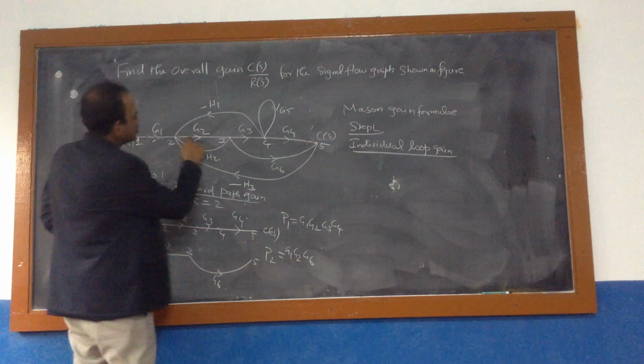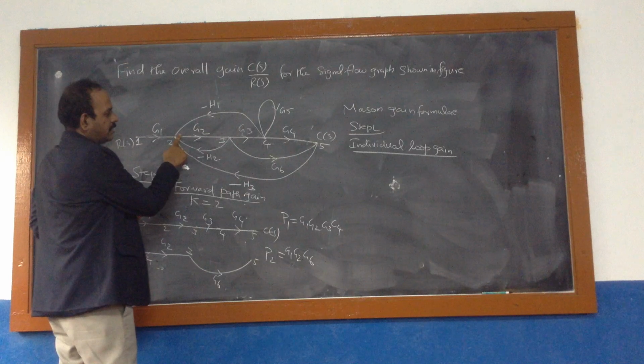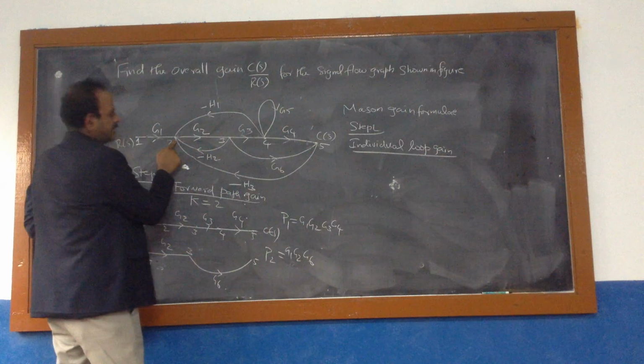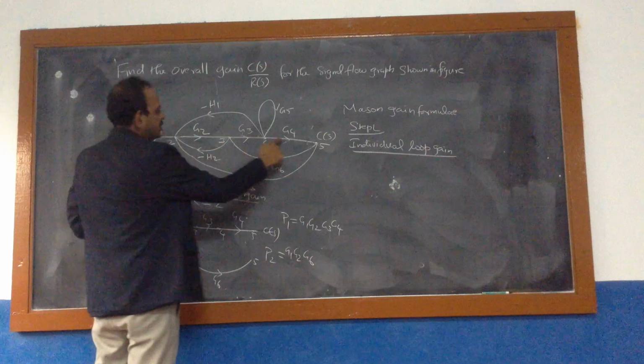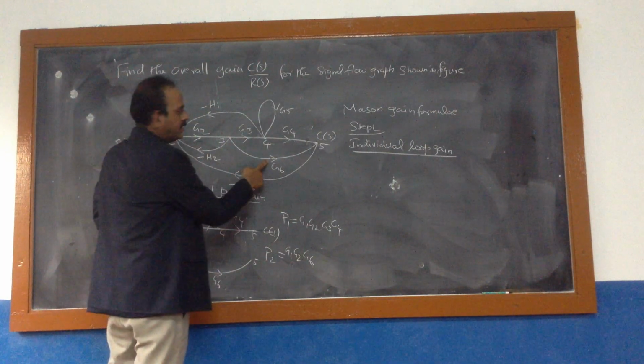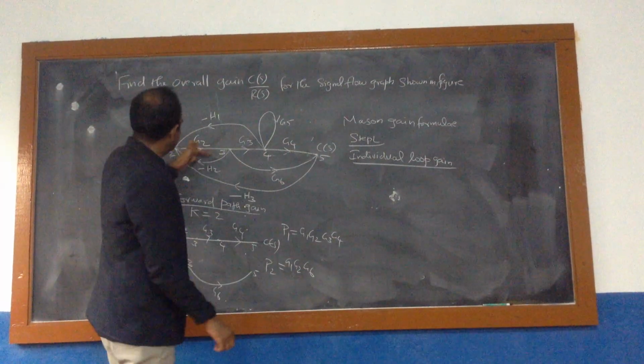So you can see here G2, G3 minus H2. This is also a closed path. And similarly you can see G2, G3, G4 minus H3. G3, G4 won't form a closed path. So the first forward path, you can draw this one.